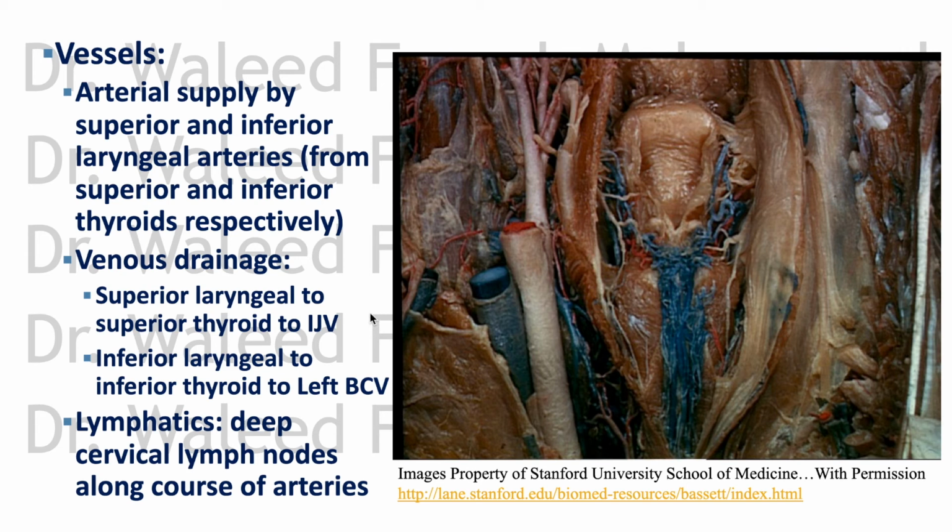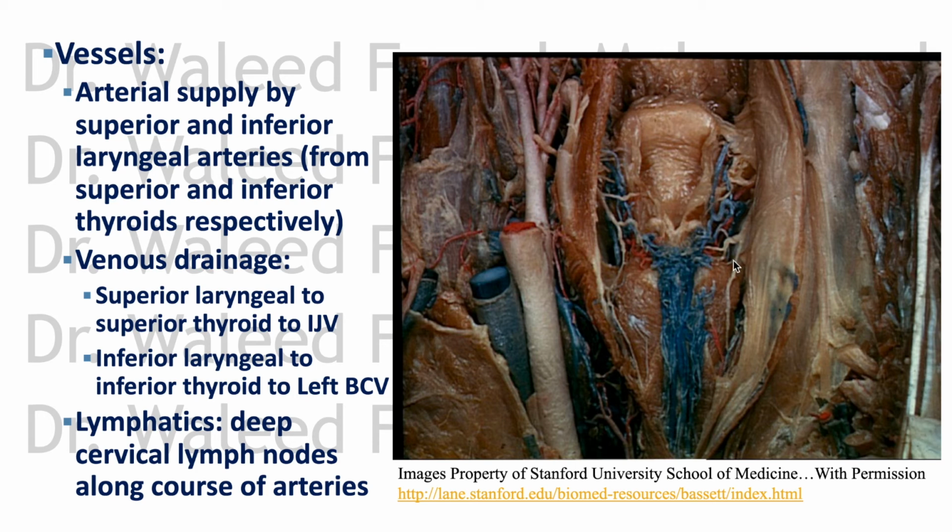Now, the vessels, blood supply and venous drainage. It's very easy. From the superior and inferior laryngeal arteries. This is the superior laryngeal artery. These are branches of the inferior laryngeal artery. And the names correspond to the arteries that gave them. The superior laryngeal comes from the superior thyroid. The inferior laryngeal comes from the inferior thyroid. It's very easy to remember.